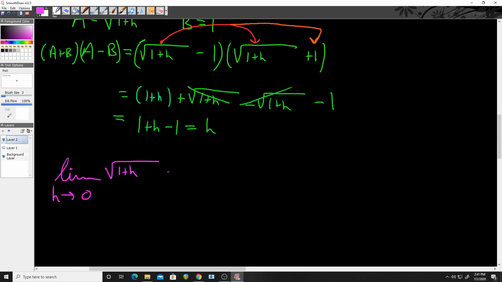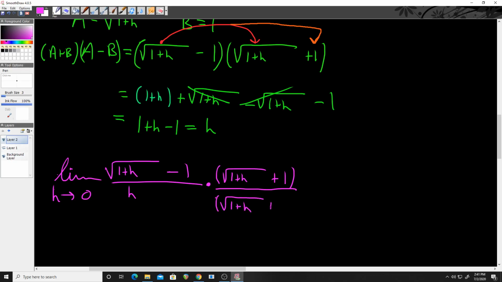Please make sure you understand what I did there with that multiplication. Minus 1 over h. Now, again, we can multiply by a plus b, but we have to multiply top and bottom. So I'm going to multiply top and bottom by the square root of 1 plus h plus 1, over the same thing. I can only multiply by 1. This changes nothing except how the thing looks.